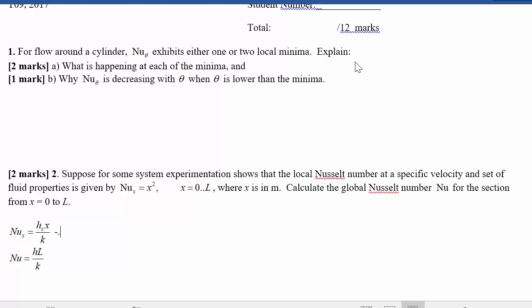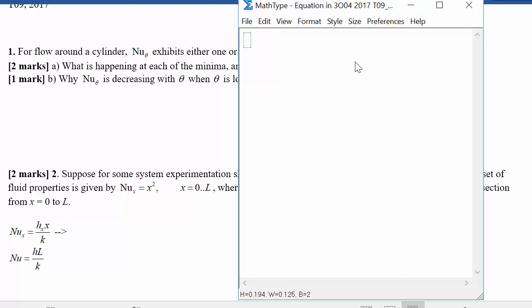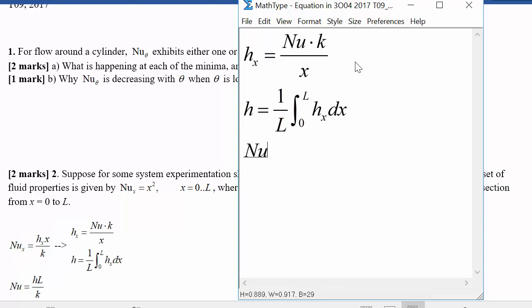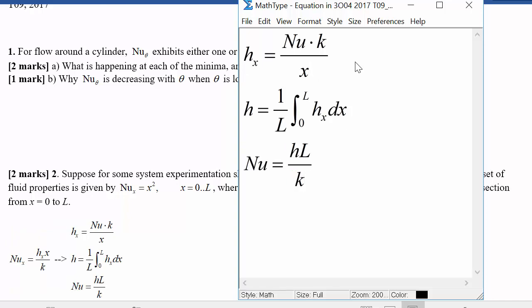So first we have to take this and figure out what hx is. So hx is Nusselt number times k over x, and then you can average this to figure out h is equal to the average of hx with respect to x. So in other words, you integrate it from 0 to L and then divide that by L. And then we can find the global Nusselt number through hL over k. So if you like, we could do this one at a time or substitute one thing into the next thing. Why don't we go ahead and do it that way?